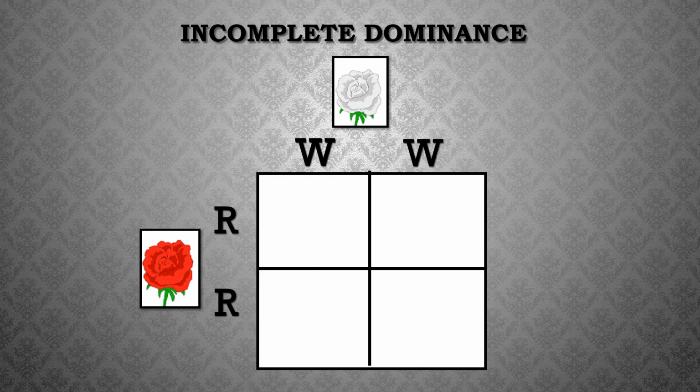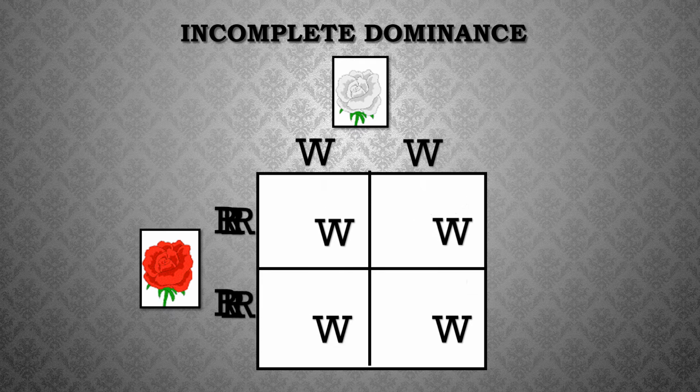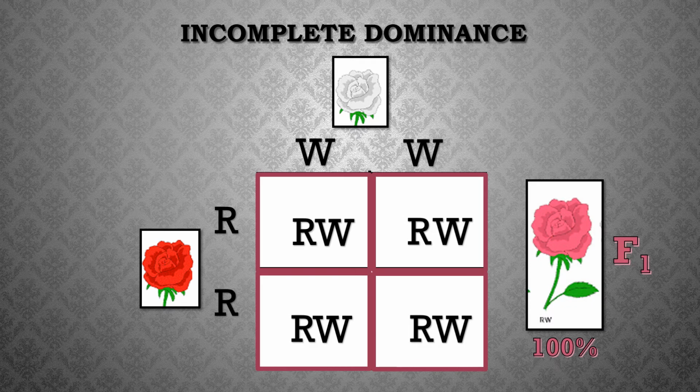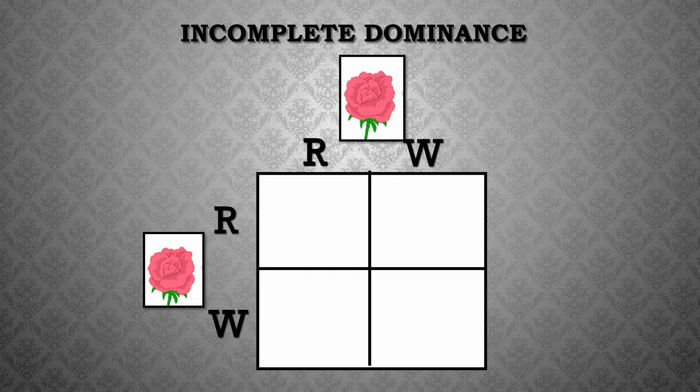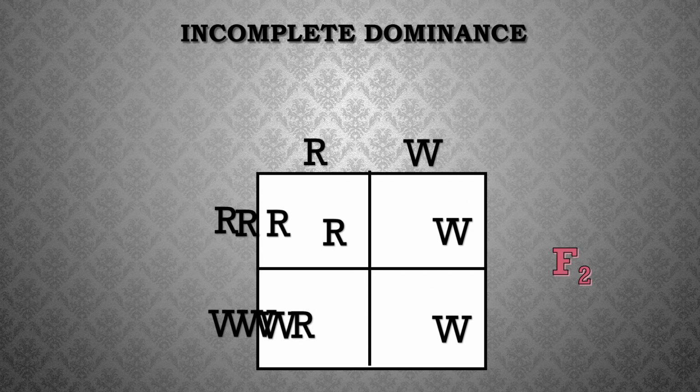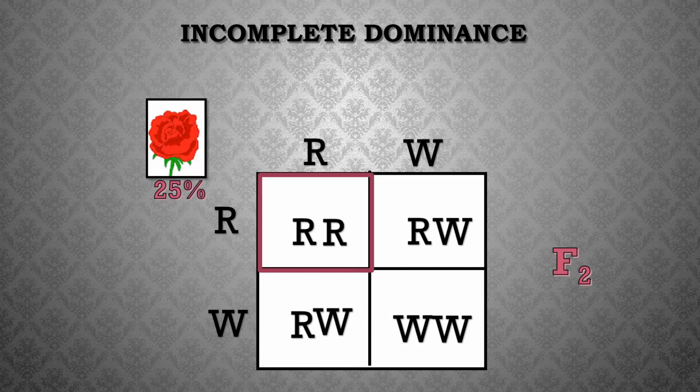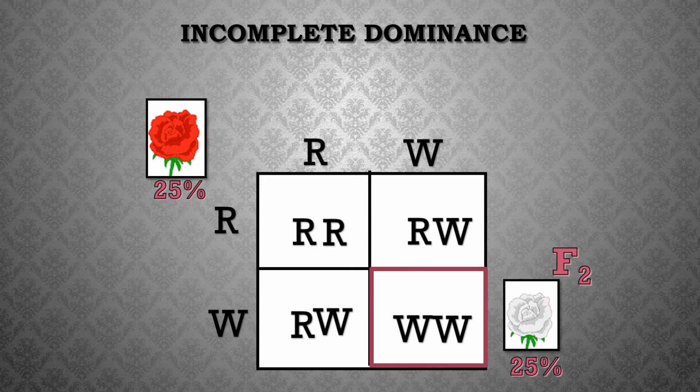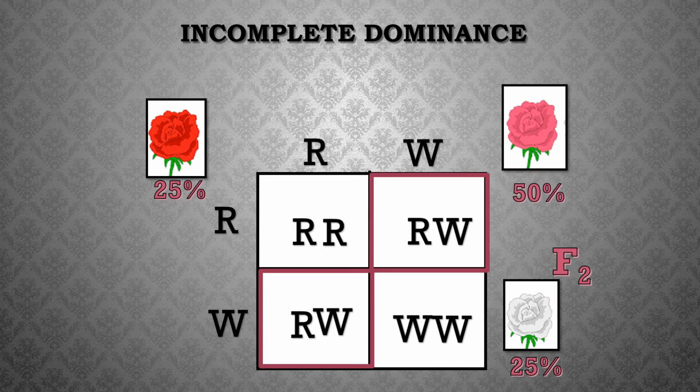If we go ahead and start our Punnett squares crossing the red and the white flowers, we notice that in the F1 generation, 100% of the time we're going to have pink flowers. When you go ahead and cross both of those pink flowers, in the F2 generation, 25% of the time you're going to have big R, which is going to be red. 25% of the time it's going to be white flower, and then 50% of the time you are going to have pink flowers.